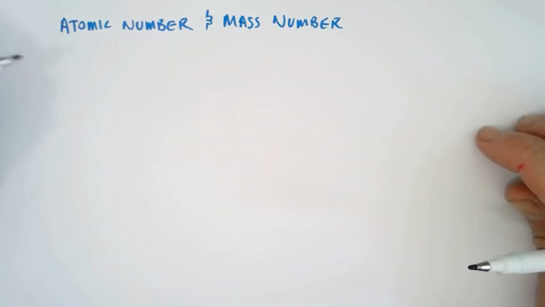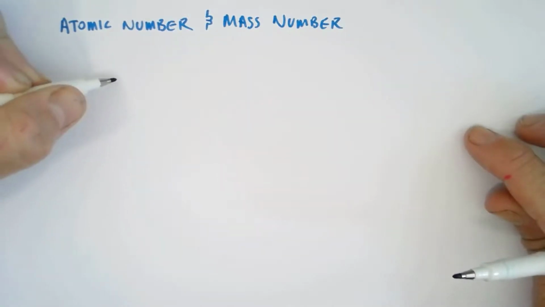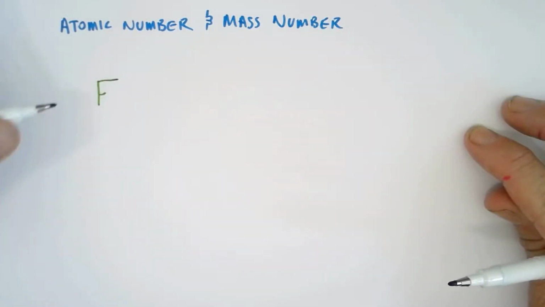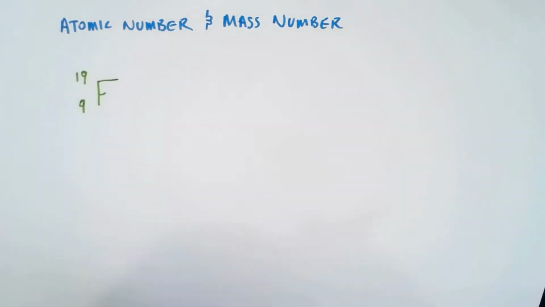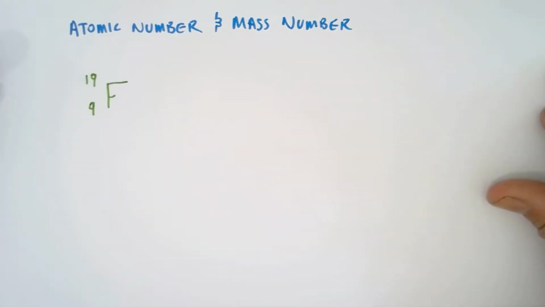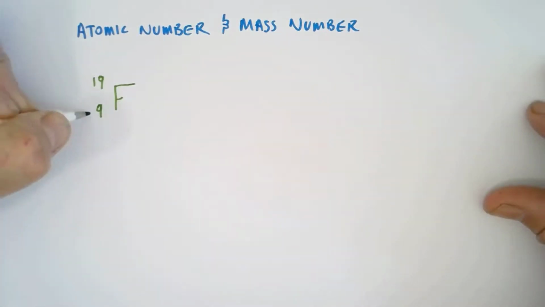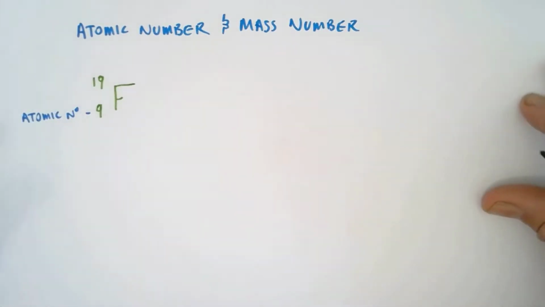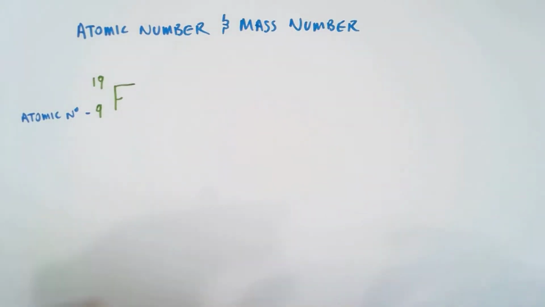The atomic symbol for an element gives us quite a lot of information. So here's, for example, fluorine, and it's got these two numbers written on the left-hand side, one at the top and one at the bottom. The one at the bottom is the number of protons in the atom, and that's what we call the atomic number. It's the number of protons, and that's specific for a particular element. It's the number of protons that define the element. So if it didn't have 9 protons, then it couldn't be fluorine.